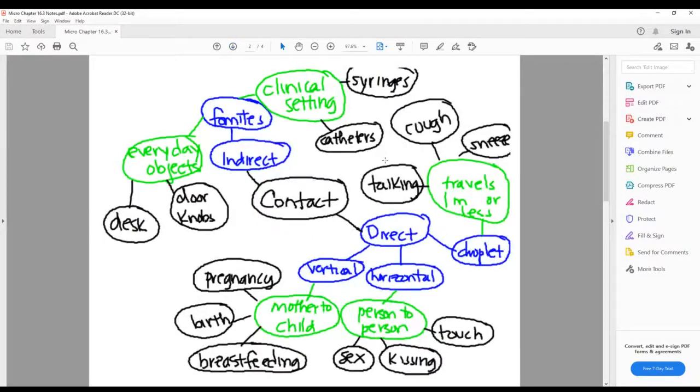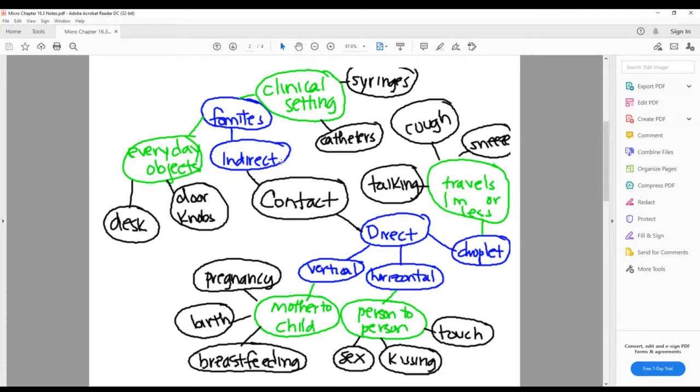Now, when we look at our types of transmission, we have three overarching types of transmission. Our first is contact. And I've made a little concept map here to go through the different types of transmission. So we have contact here in the middle. And we have two groups or two types of contact transmission. We have direct and indirect.